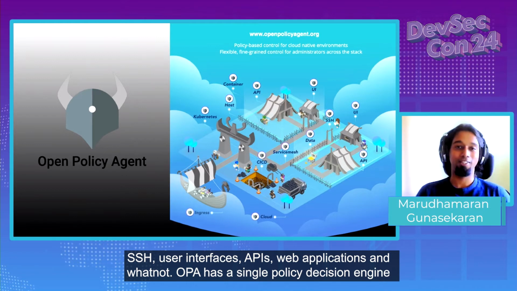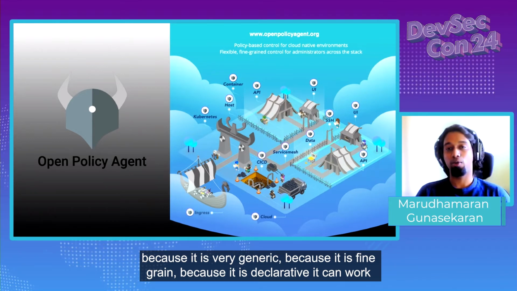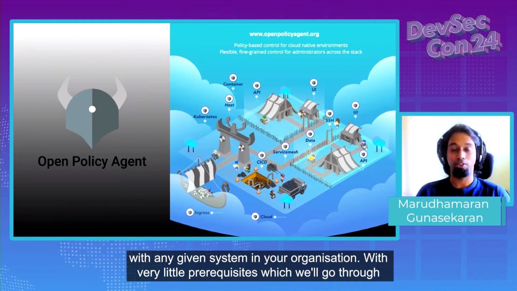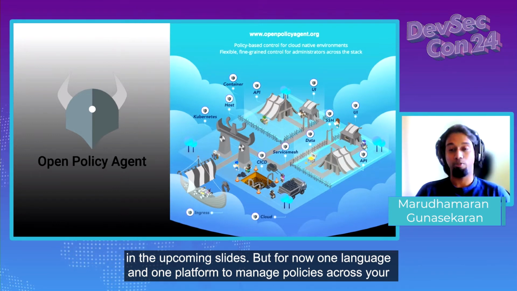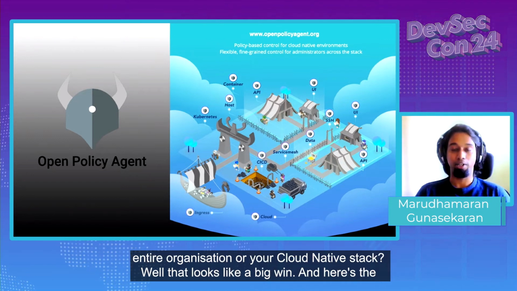Now, OPA as a single policy decision engine, because it is very generic, because it is fine-grained, because it is declarative, can work with any given system in your organization with very few prerequisites, which we'll go through in the upcoming slides. But for now, one language and one platform to manage policies across your entire organization or your cloud-native stack, well, that looks like a big win.